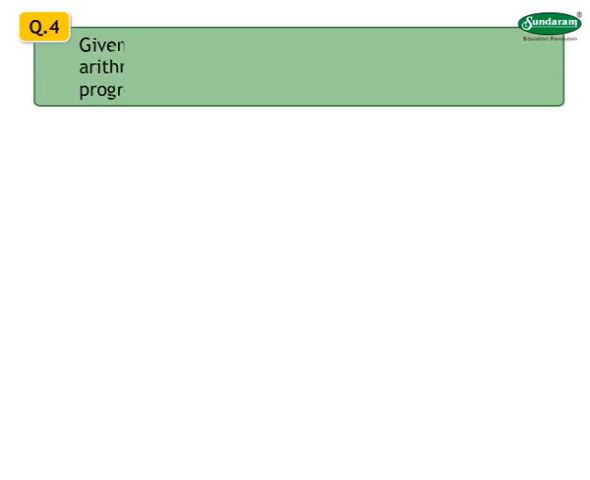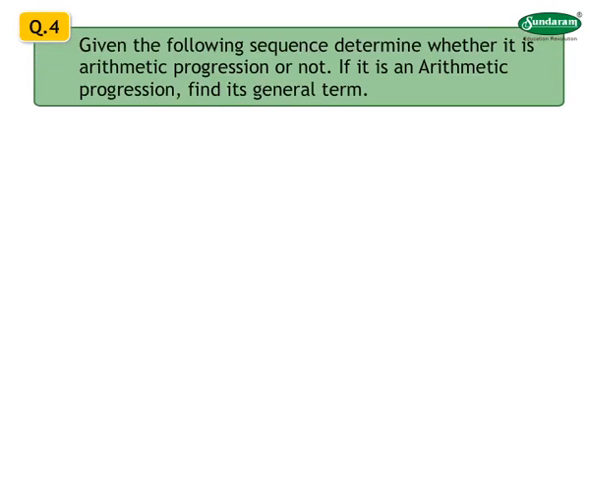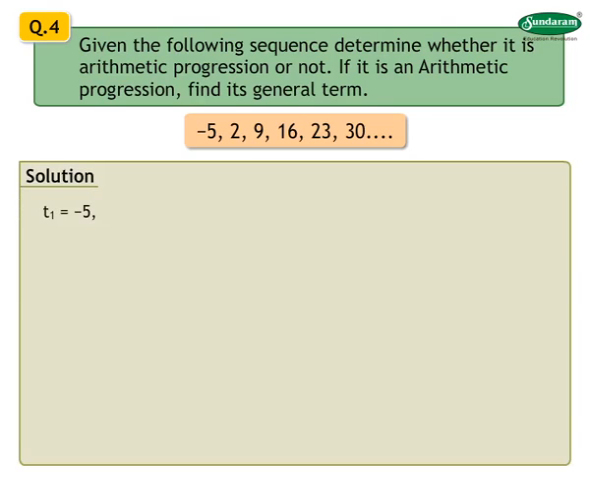Number 4. Given the following sequence, determine whether it is arithmetic or not. If it is an arithmetic progression, find its general term. The sequence is minus 5, 2, 9, 16, 23, 30 and so on. Solution. T1 is equal to minus 5. T2 is equal to 2. T3 is equal to 9. T4 is equal to 16.